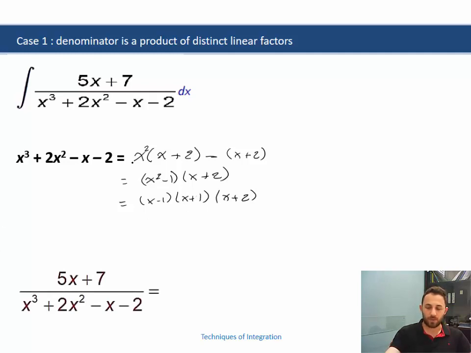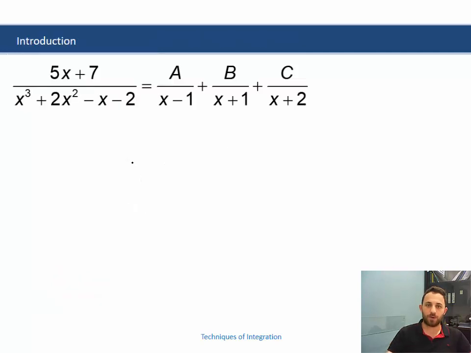Okay, now we can write the rational function in the form of A over x minus 1 plus B over x plus 1 plus C over x plus 2. So remember that the denominator can be factorized into x minus 1, x plus 1, and x plus 2.